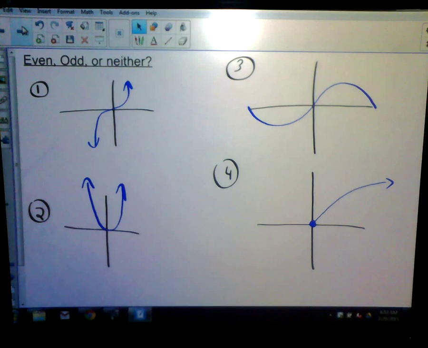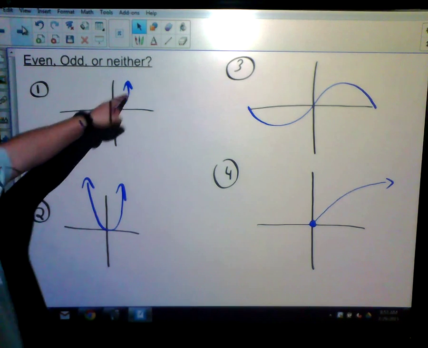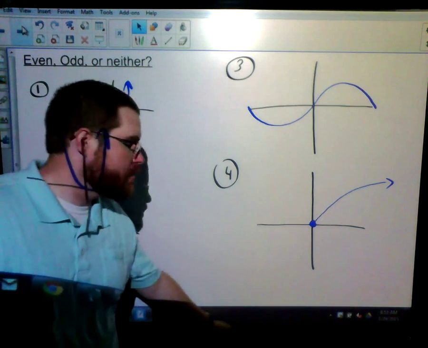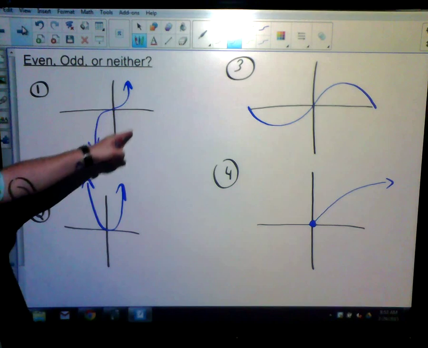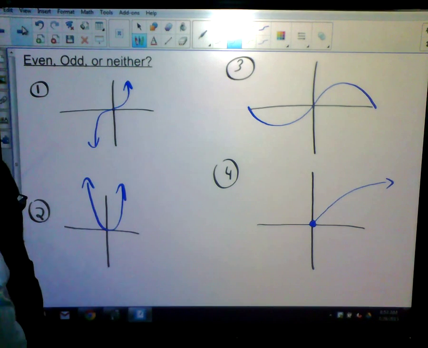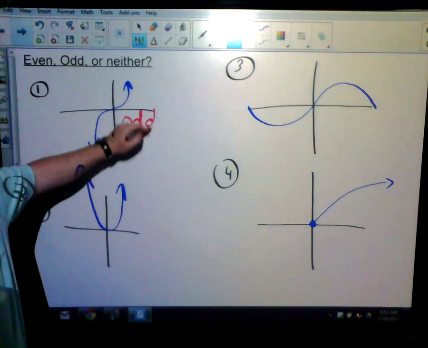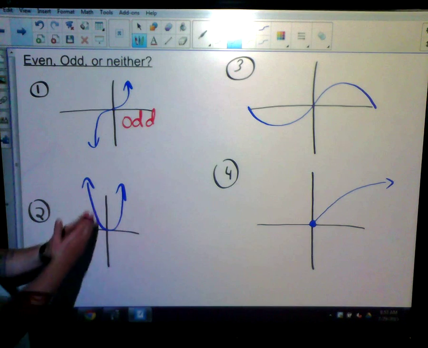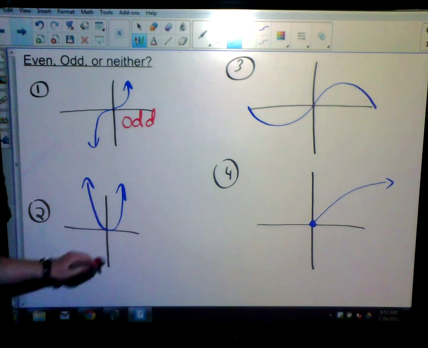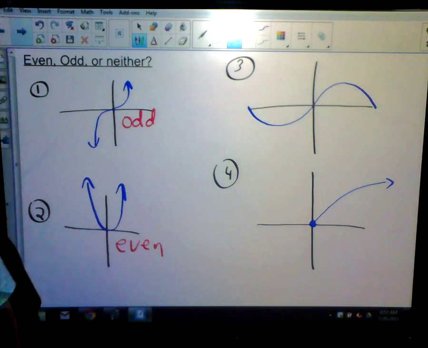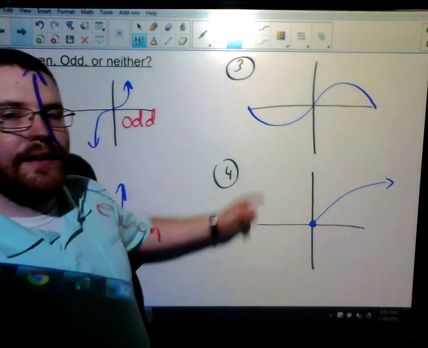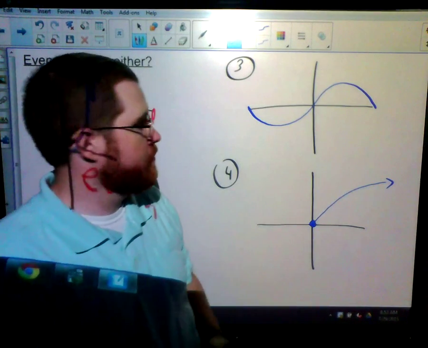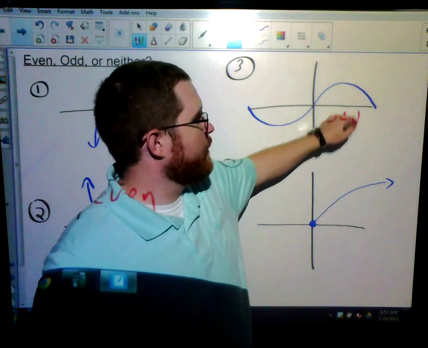Let's talk about these, even, odd, or neither. This first one, if I folded it in half, would it be the same on both sides? No, so it's not even. What if I rotated this thing upside down? Would it be the same graph? Yes, this graph is odd. Number 2, is it even? If I fold it in half, is it the same on both sides? Yes, it is. It's even. Number 3, what about a graph that looks like this? If you rotated this graph 180 degrees, would you get the same thing? You sure would. It's odd.